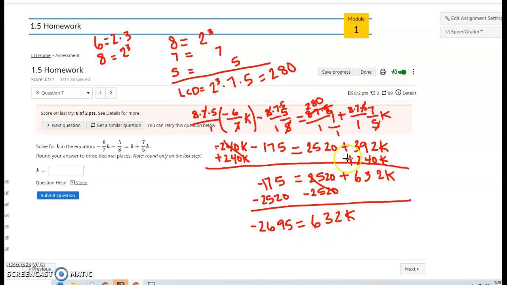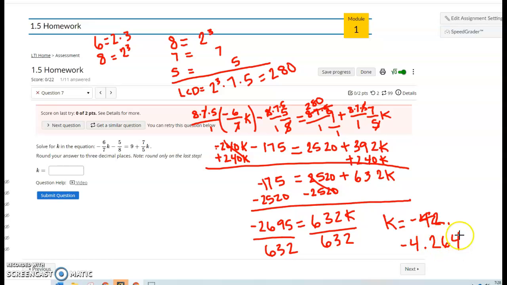I'm a big believer, especially when you get these big problems like this, make sure you spread out and write it neat so you can really follow your work. And then we're going to divide by 632 on each side. We get negative 42, oops, reading that wrong. Negative 4.2, 0.64 because we need it to 3 decimal places. So we're going to go ahead and try that.